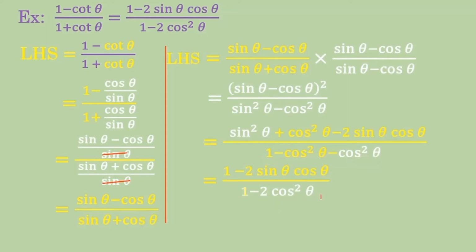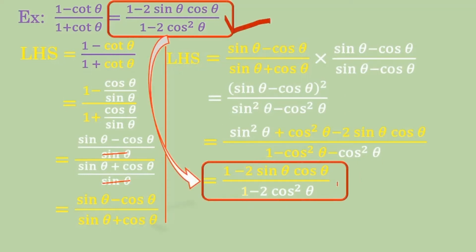So LHS is equal to 1 minus twice sin theta into cos theta divided by 1 minus twice cos square theta. Now compare the left hand side with the right hand side of the equation. It is clear that the left hand side is equal to the right hand side.